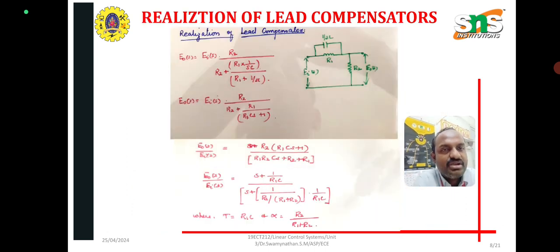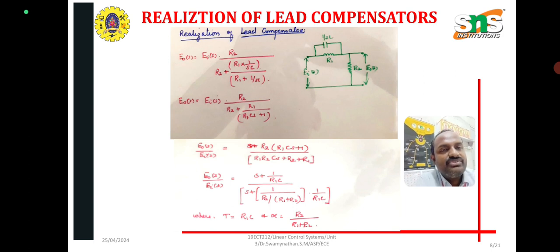And the realization of the compensator, look at this: R1 and the capacitor are both in parallel, where 1 by SC is the capacitor. And R2 is another series element. So R into 1 by SC, that is the parallel condition. So R1 plus R2 divided by R2. The parallel combination means R1 R2 divided by R1 plus R2. Here we are using the capacitor, that is 1 by SC, so you can write R1 into 1 by SC divided by R1 plus 1 by SC.